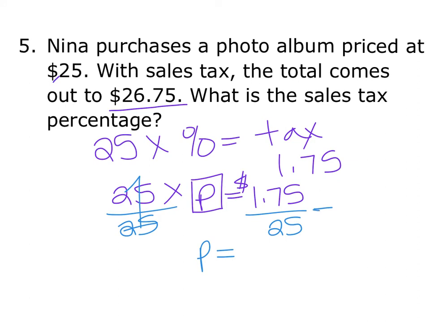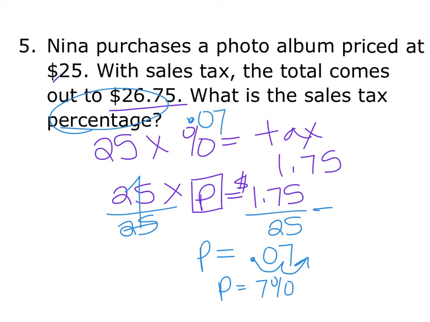And once we do the calculation, we get 0.07. Not done yet. It asked us for the percentage. We've got a decimal right now. So we're going to multiply this by 100 to get the percentage. So the shortcut is to move that decimal over 2 spaces, and our percentage ends up being 7%. And once again, we could take that and plug that back into our formula over here. We could plug in that 0.07 and we will end up with the $1.75.